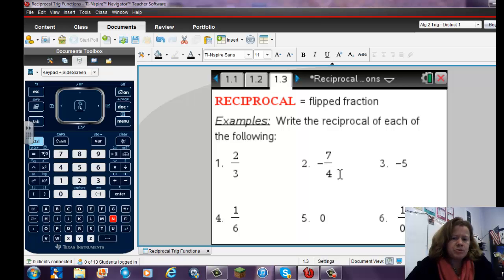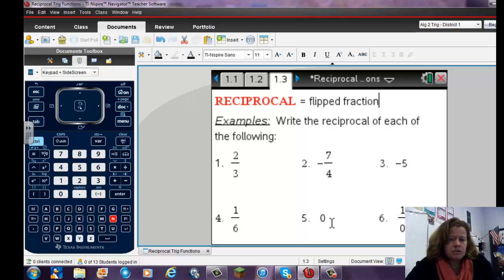-7/4, when you flip that fraction, is -4/7. Notice the sign stays because, again, when you multiply a number and its reciprocal, you want to get a positive one. -5, well, you could write that as -5/1, so its reciprocal would be -1/5. For number 4, the reciprocal of 1/6 is 6. For number 5, think about number 5, it's interesting, and this comes up a lot with trig.